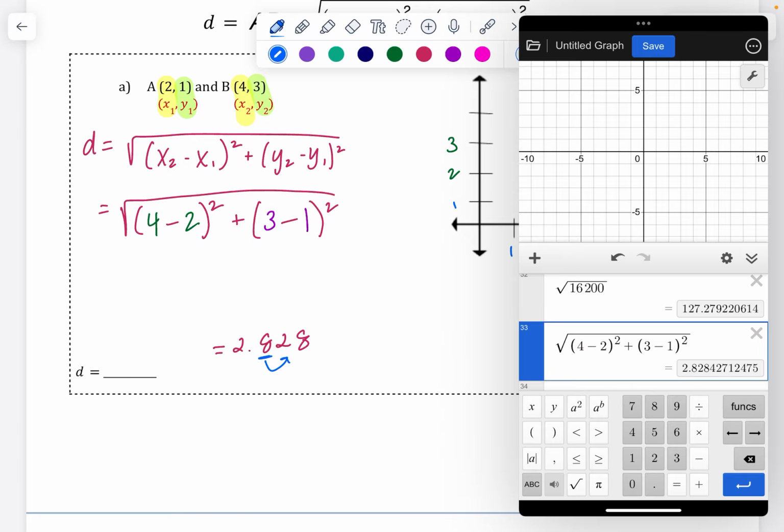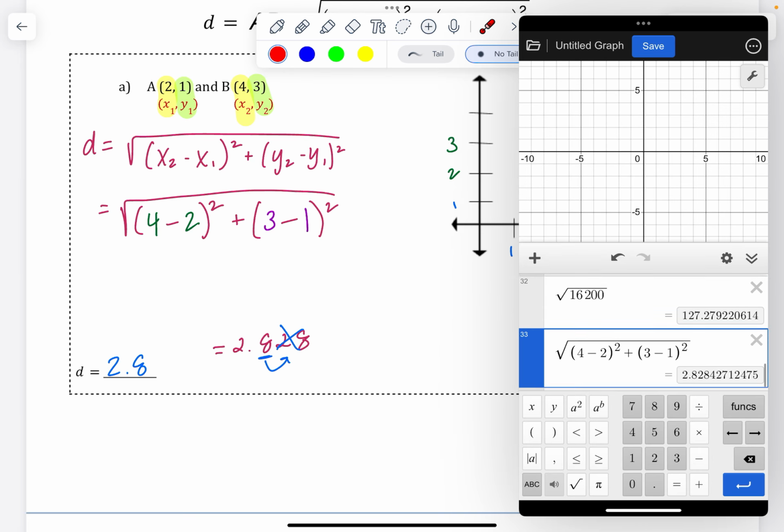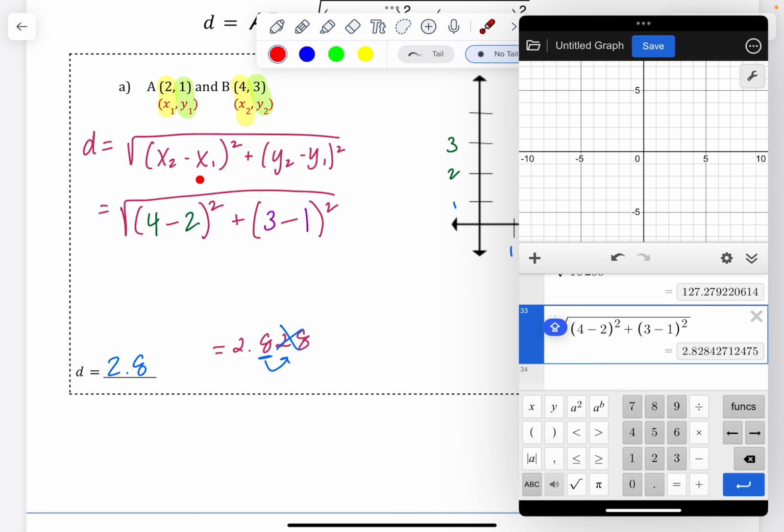I'm going to look at my next number over. 2 is smaller than 5, so I don't even pay attention to it. My answer is 2.8. Okay. Now you could go ahead and just right off the bat plug it in to your calculator, right? But we can also think about it a little bit.